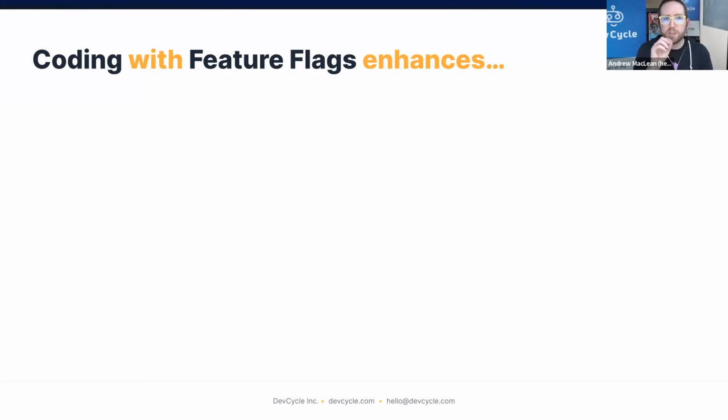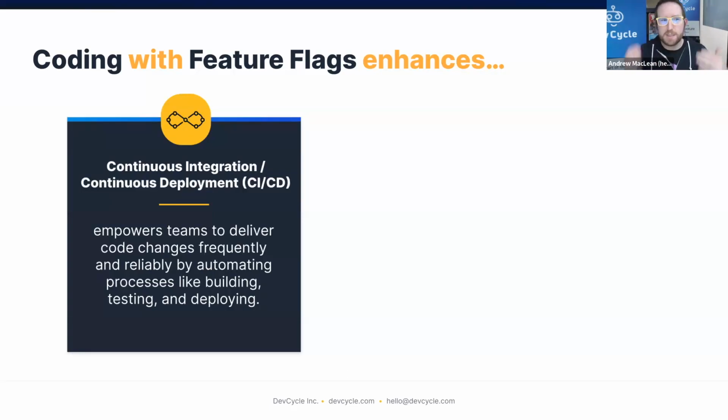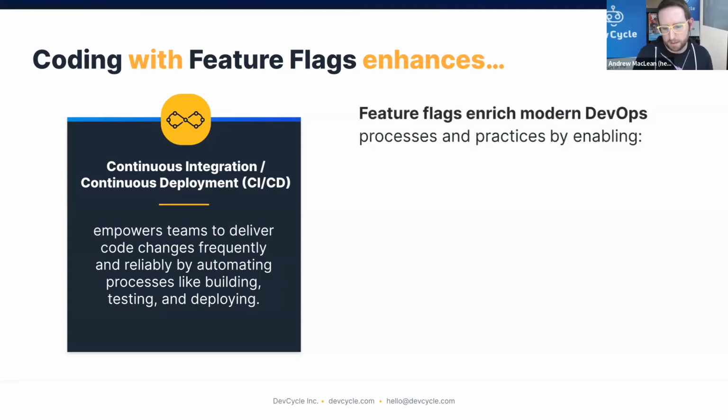But feature flags also specifically enhance parts of the development process. One of those pieces is continuous integration, continuous deployment, these ideas of continuous X, CI/CD, which you've probably heard of before. If you haven't, it's the idea of processes, tools, and systems that enable teams to deliver code changes more frequently and reliably through automation. So it's automated testing, building, and deployment. It's a lot of tools that do that. And feature flags really enhance this process in a couple of meaningful ways.